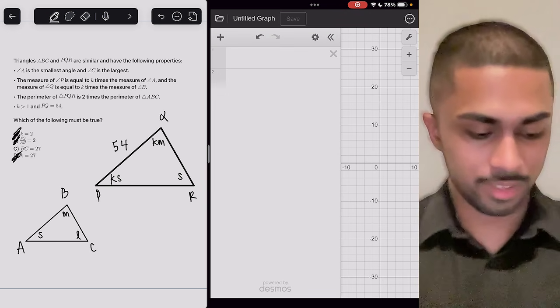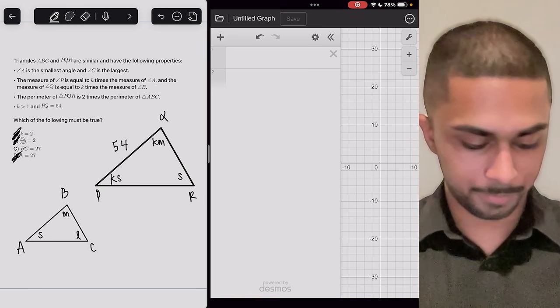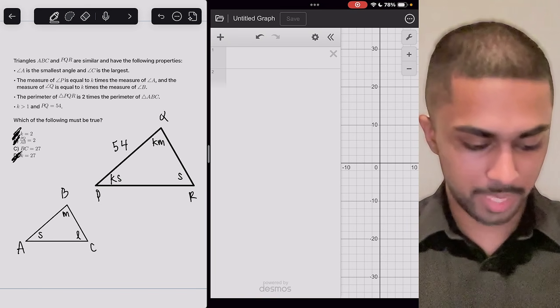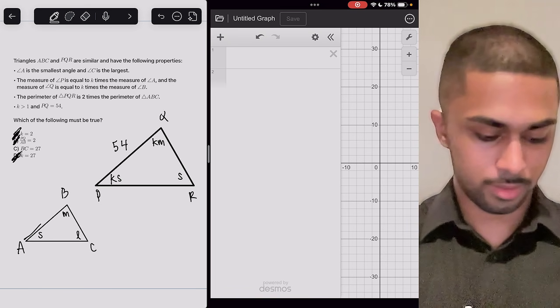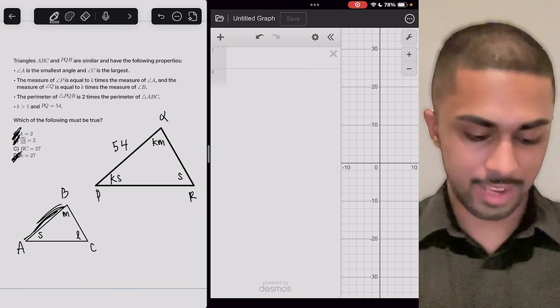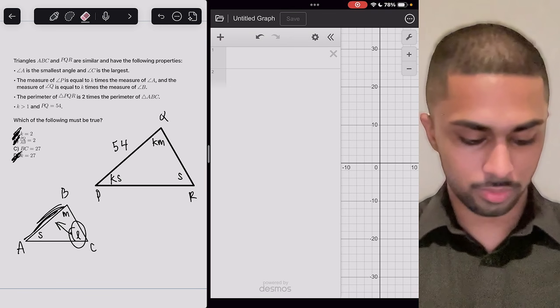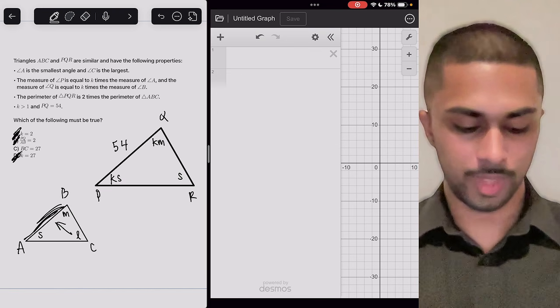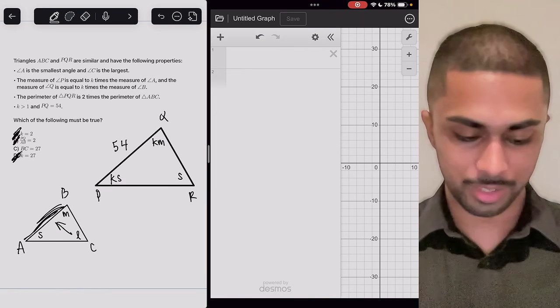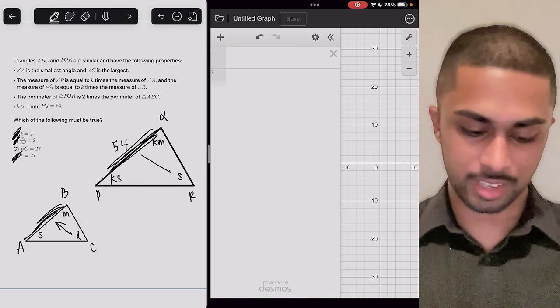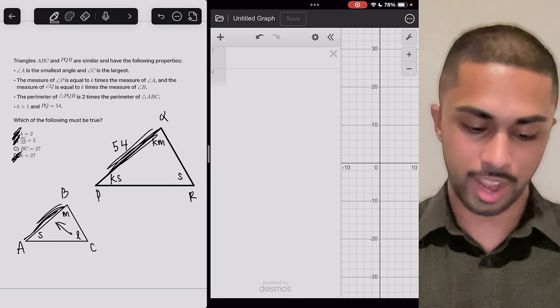If you chose B, that's also wrong. Let's take a look at it. PQ is equal to AB. Well, AB is the side opposite to the angle with the measure L. PQ is the side that is opposite to angle measure S.